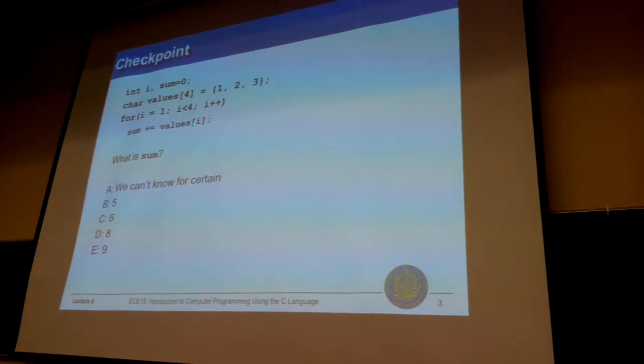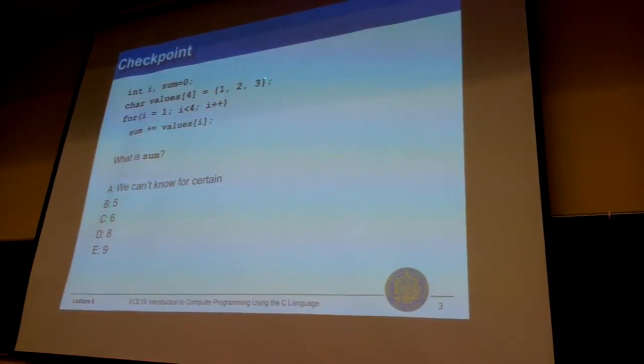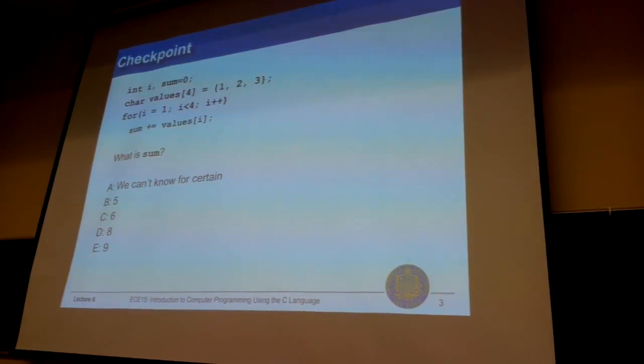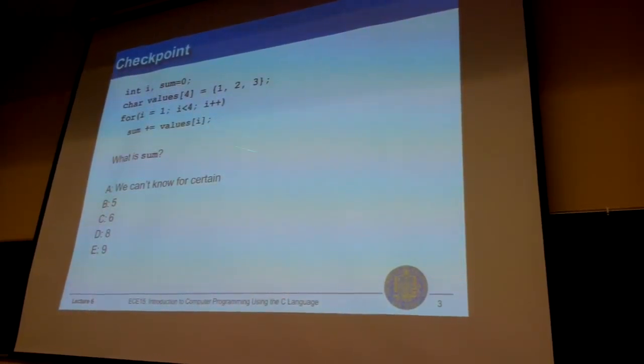Right? And values 3 is going to be equal to 0, that element that gets filled in. Values 0 is equal to 1. Any other questions?